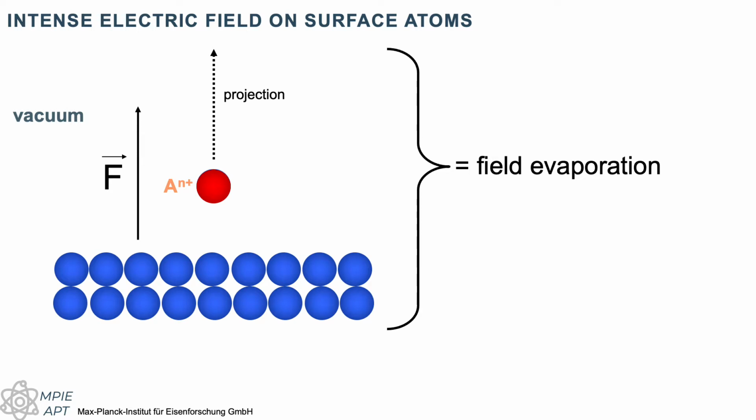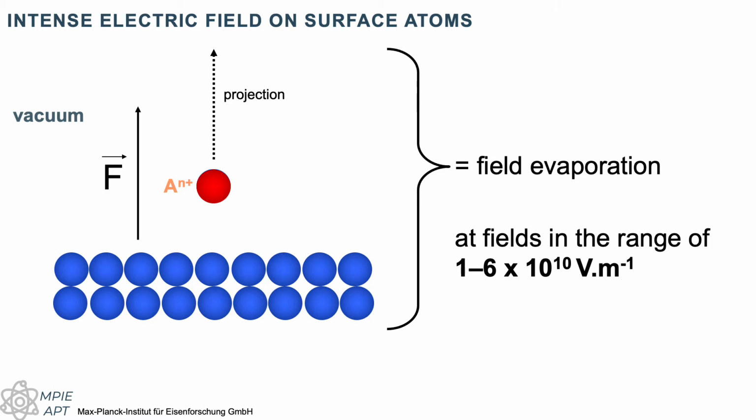And to get this process to be efficient, you need electric fields in the range of 10 to the 10 volts per meter, depending on the species that we are considering. And this is why we need these very sharp needles.